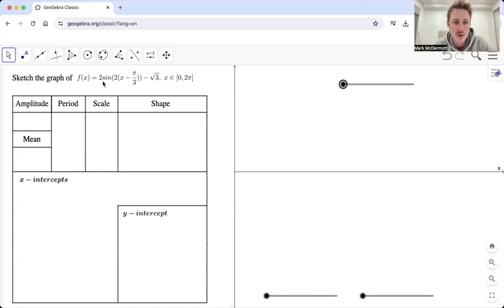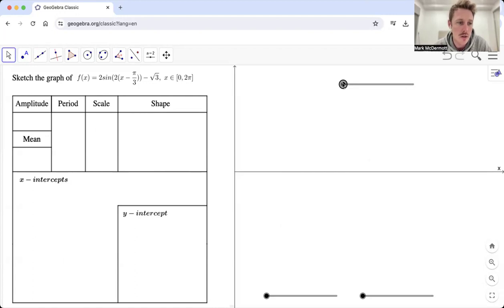It says f of x equals 2 times sine of 2 times x minus pi on 3, minus root 3. So this table here is what I'd recommend if you're going to try and solve for everything and to sketch it in total. And obviously you can see here we've got nothing on our axes. We're going to have to do everything from scratch. So let's see if we make some sense of it.